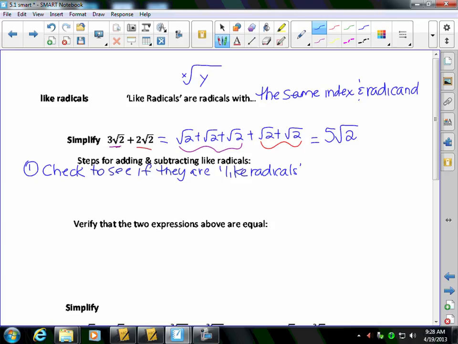you check to see if they are like radicals. So do they have the same index and the same radicand? If they aren't, you just simplify as much as you can. Which means if we had also thrown in the example up here, 3 square root 2 plus 2 square root 2 plus 2 square root 3, then you would just collect the 3 square root 2 and the 2 square root 2, and then the 2 square root 3 would just tag along.